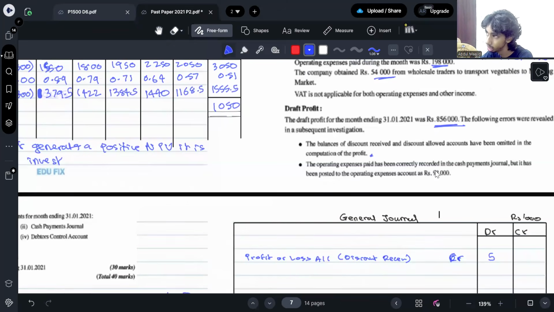So discount received is debited to creditor. But they are not saying there is any problem in creditor because they are specifically saying the discount received and discount allowed account only has been omitted. So it's recorded in the creditor's account. Then where will you debit it? To the suspense account. Suspense account debit 5. Sorry, here it should be credit 5. Profit or loss account, discount received, credit 5.